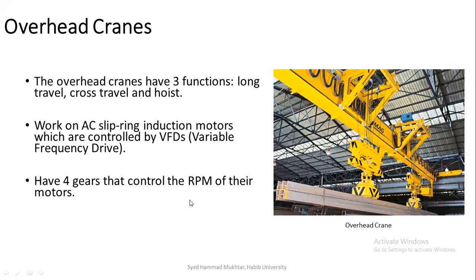So when the first gear is applied, the contactors join and signal the VFD to raise the frequency to approximately 12.5 hertz, which sets up the minimum RPM. Then the second gear gets 25 hertz, the third gear gets 37.5 hertz, and the fourth gear gets the maximum frequency of 50 hertz, which also gives the maximum RPM for the crane to operate at.